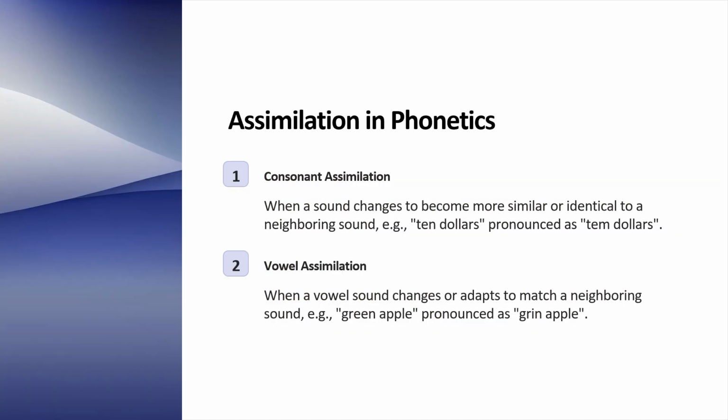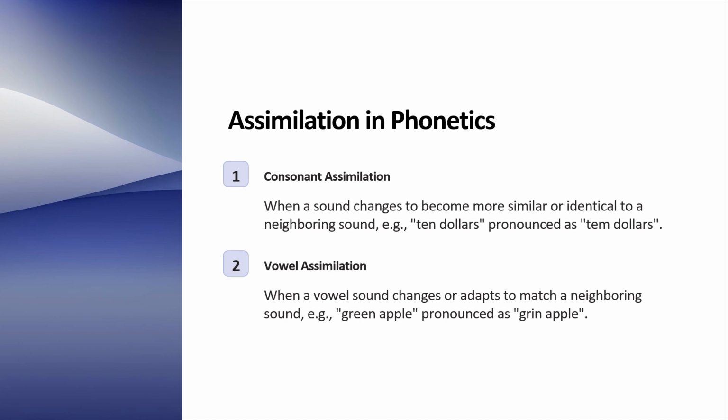Now let's see what's meant by assimilation in phonetics. There are two different varieties of assimilation: consonant assimilation and vowel assimilation. The first one is consonant assimilation. That is, some consonant sounds are being changed due to the influence of the neighboring sound. For example, $10 is pronounced as $10, where the n will be changed into m. Both are consonant sounds, that is why it is a consonant assimilation.